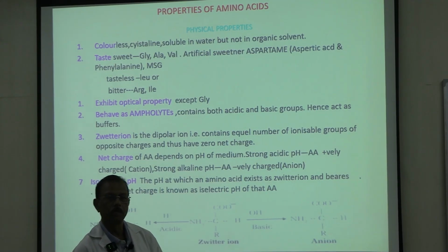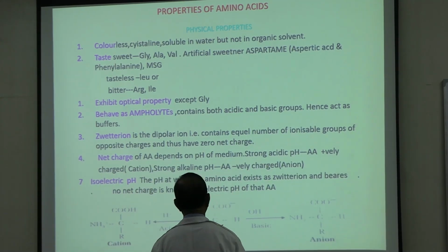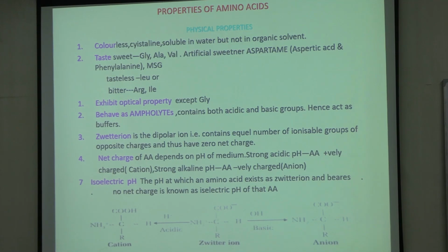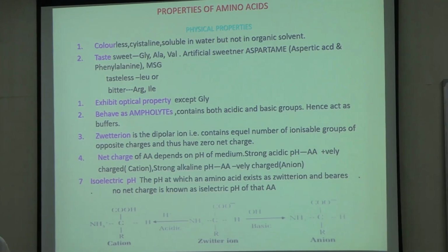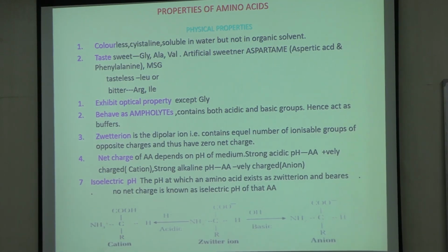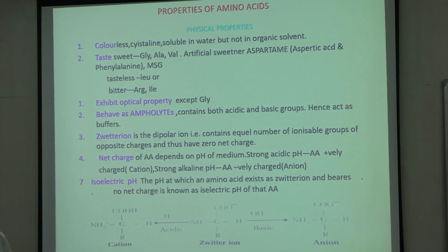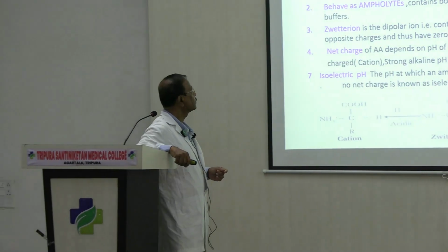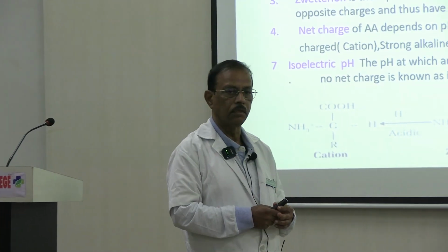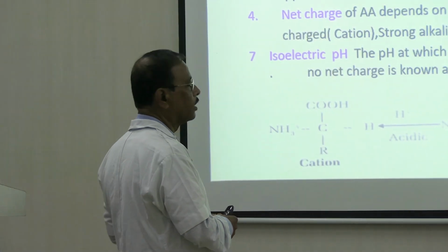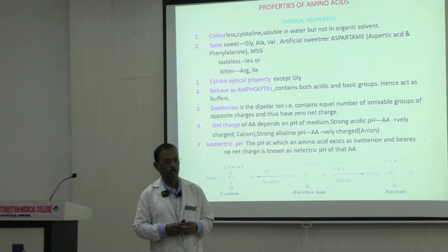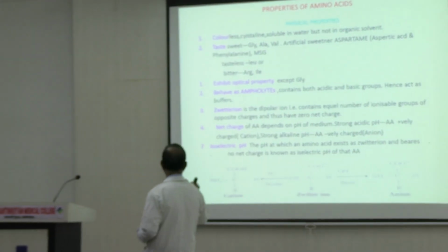Good morning everybody. Today we will discuss the properties of amino acids. It is the properties of amino acids that determine the properties of protein. Amino acids are colorless, crystalline, soluble in water, but not in organic solvents. They may be sweet like glycine, alanine, valine, or tasteless like leucine. They may be bitter like arginine and isoleucine.